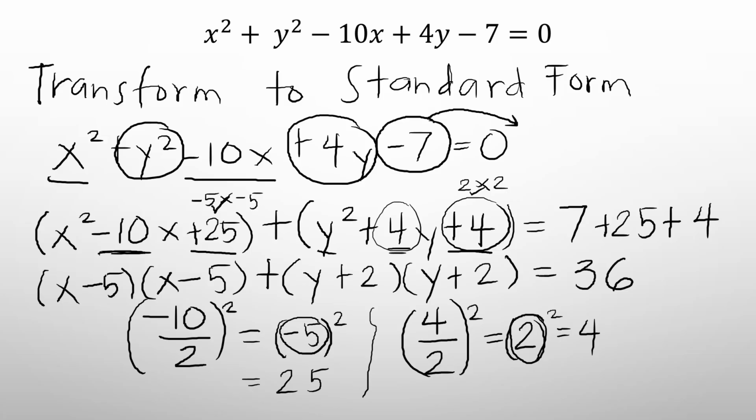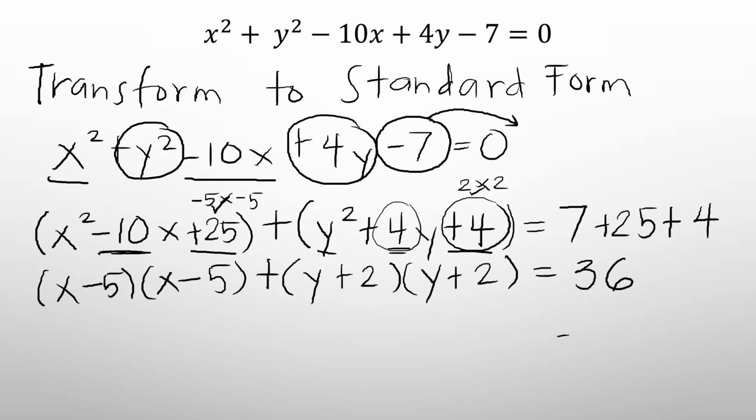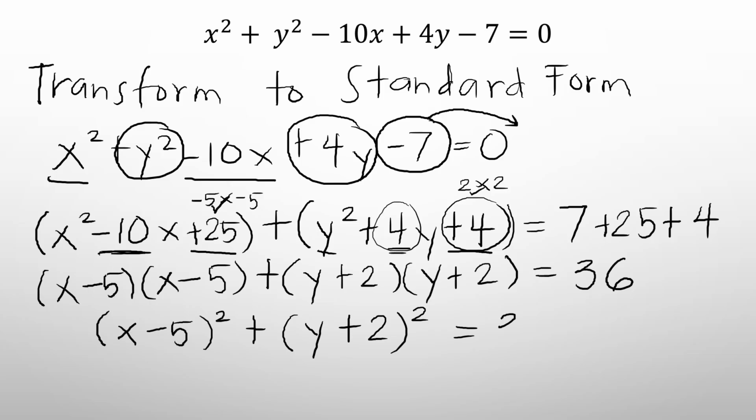Now, let's simplify the equation. So here we have x minus 5 and another x minus 5 that could be written as (x minus 5) squared. Also, for the quantity y plus 2 and quantity y plus 2, that could be written as (y plus 2) squared, and that is equal to 36. Now, our equation is written in standard form. We can identify now the coordinates of the center and the length of the radius.